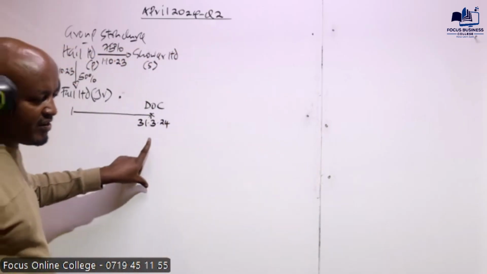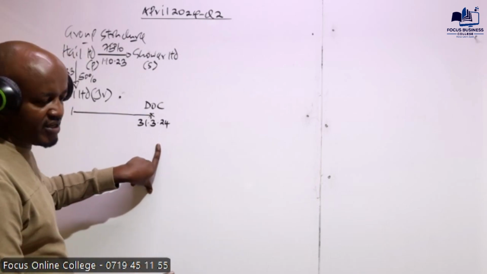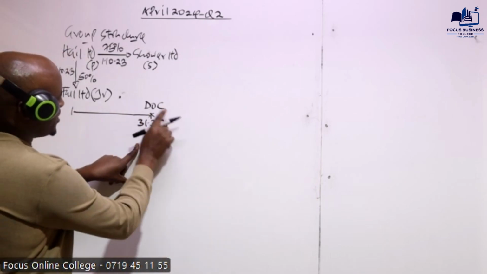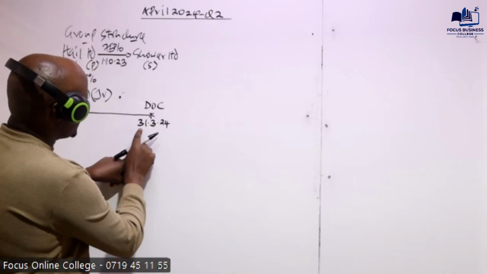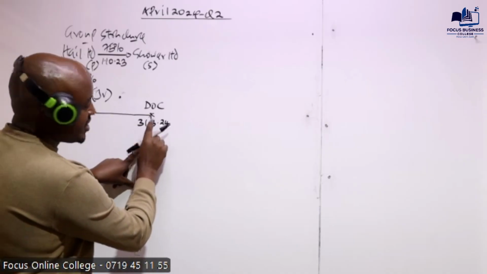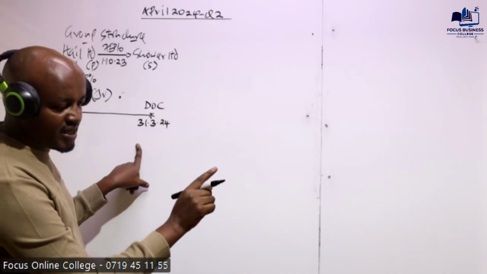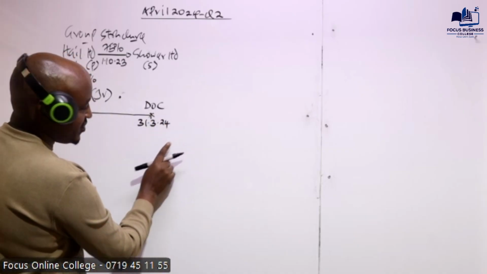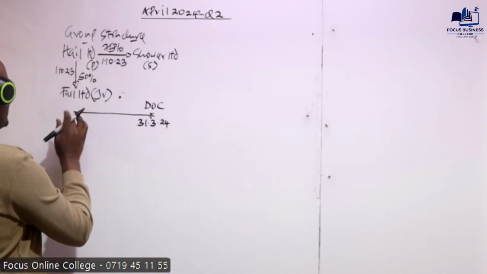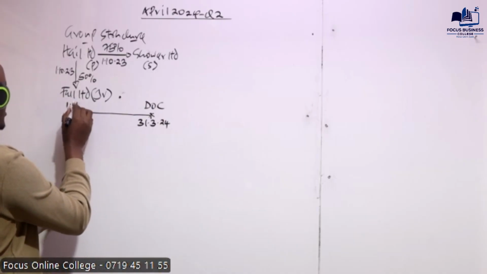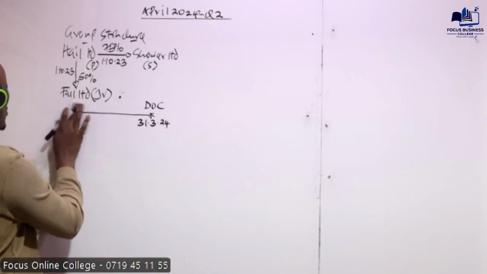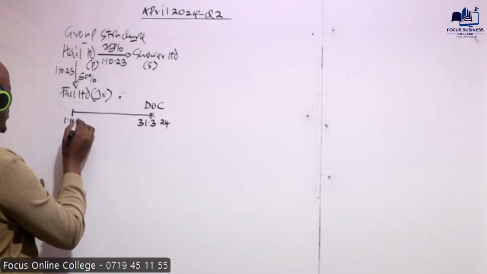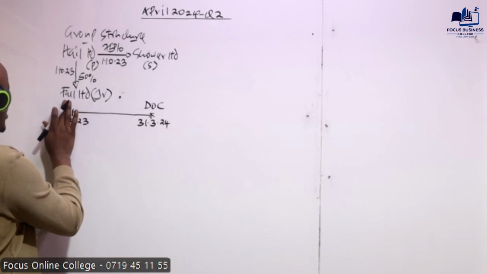So for you to know when the financial year started, you need to ask yourself, when will the next financial year start? If this year ended 31st of March, the next year will start 1st of April. So it basically means that this year started on 1st of April 2023. That is when the year started.